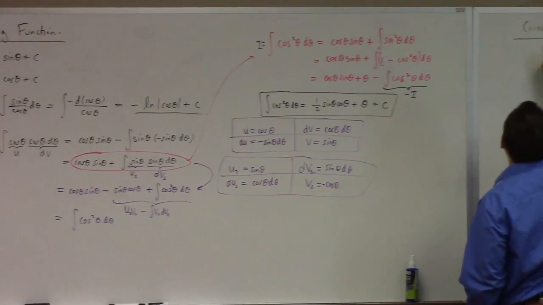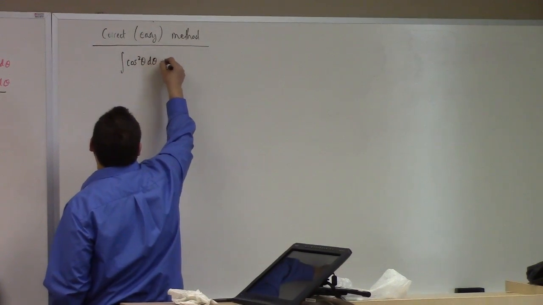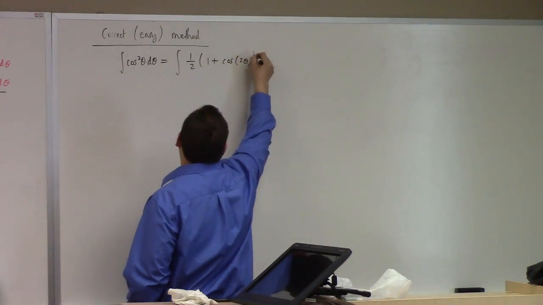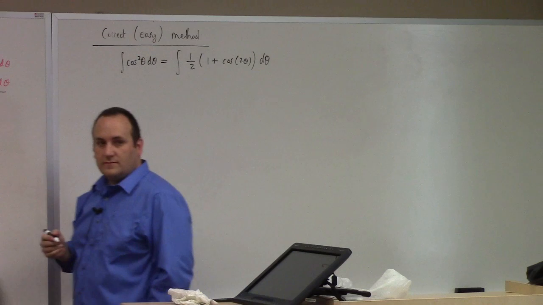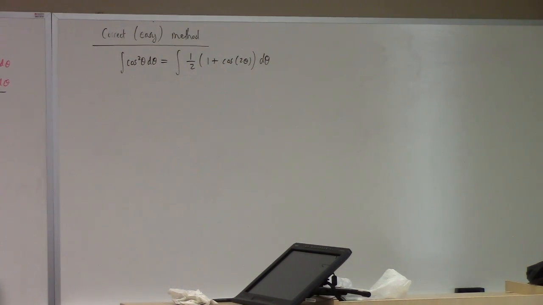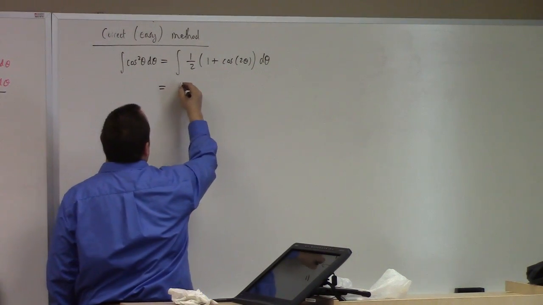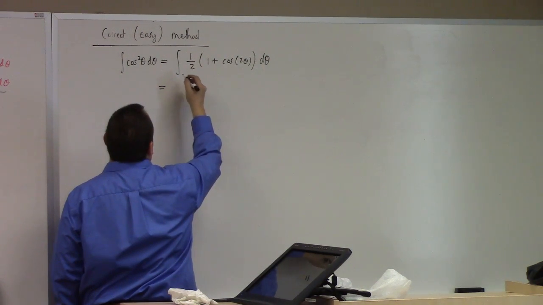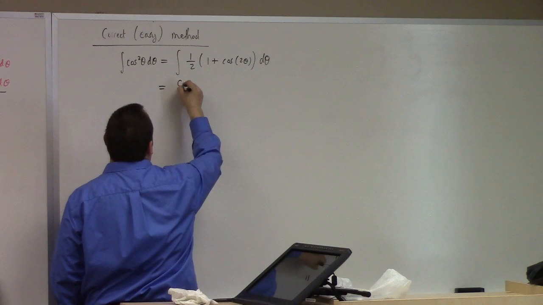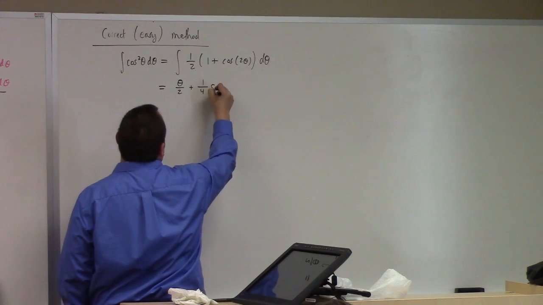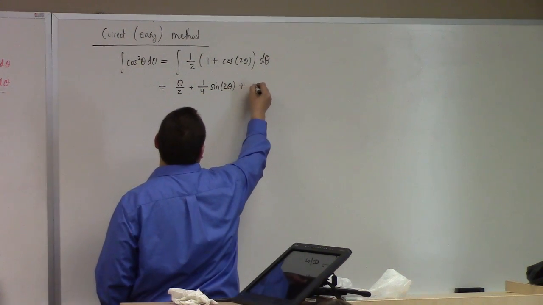How about this? The integral of cosine squared theta d theta is the same as the integral of 1/2 of 1 plus cosine of 2 theta. That's why I was talking to you guys about those identities last week. Now is when they matter. One of the times they matter. Well, that's very nice, because this I can just integrate bit by bit. I'm going to get straight to the point. That's theta over 2, plus 1/4 sine of 2 theta, plus a constant. There you have it.